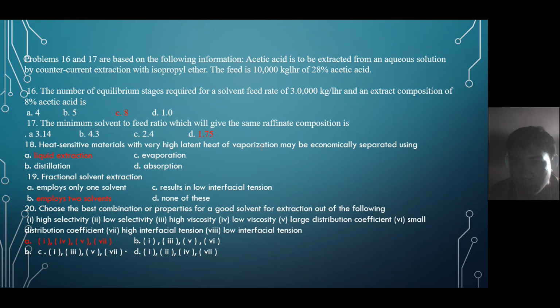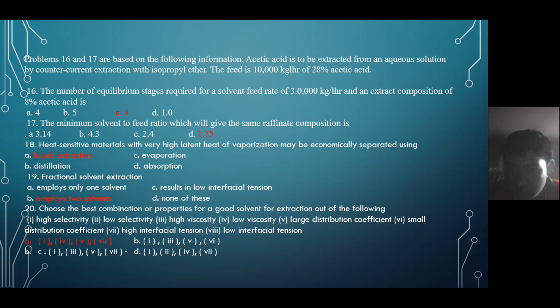Next is the distribution coefficient, which is given as the solute concentration in the organic solvent divided by the solute concentration in the aqueous phase. So a large distribution coefficient indicates that it is a good solvent for extraction. So we have the third answer.